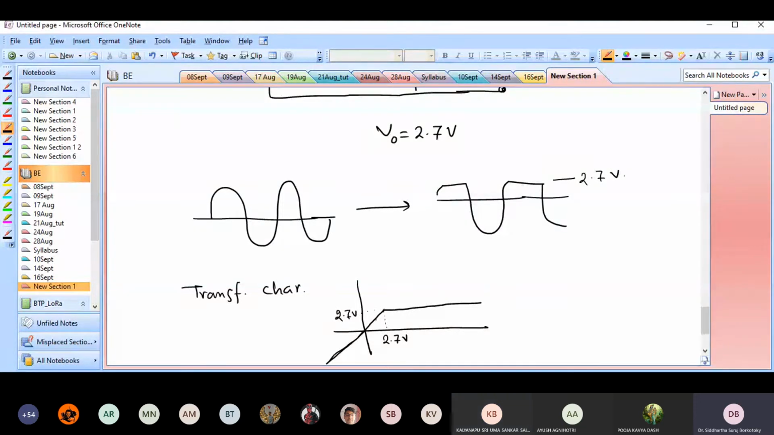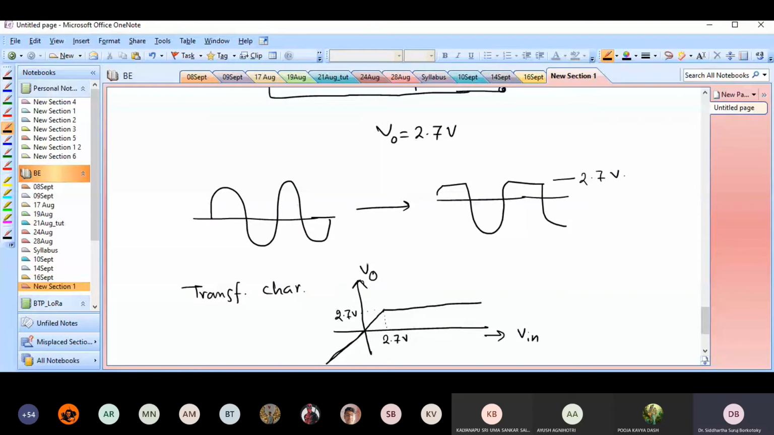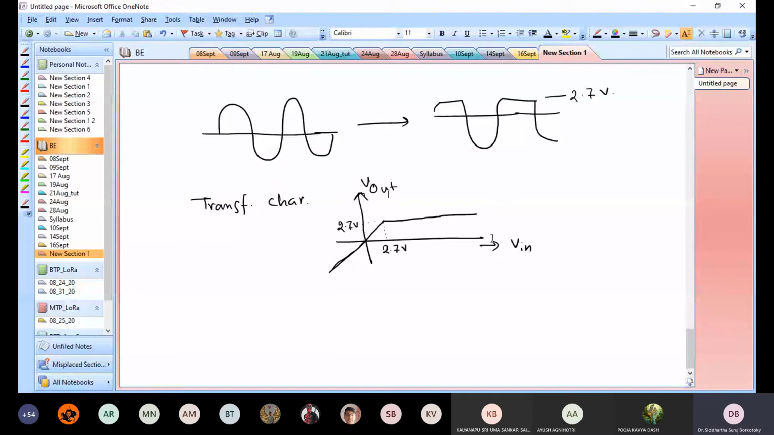Okay. So what we see here is that the transfer characteristic is a straight line for the part below 2.7. I mean, it's a straight line with a slope of 1, and then it's a flat horizontal line for values of V in greater than 2.7 volts. So I just write down V in and V out. This is my transfer characteristic. So this is how you plot the transfer characteristic. And of course, if you have a negative diode, then things would become different. So you'll see how to plot these things.